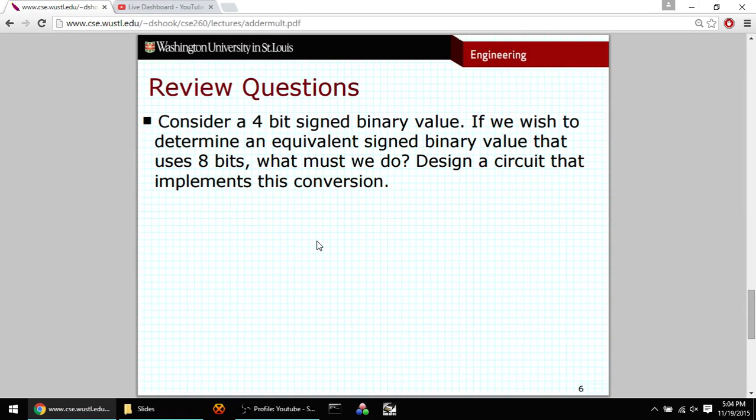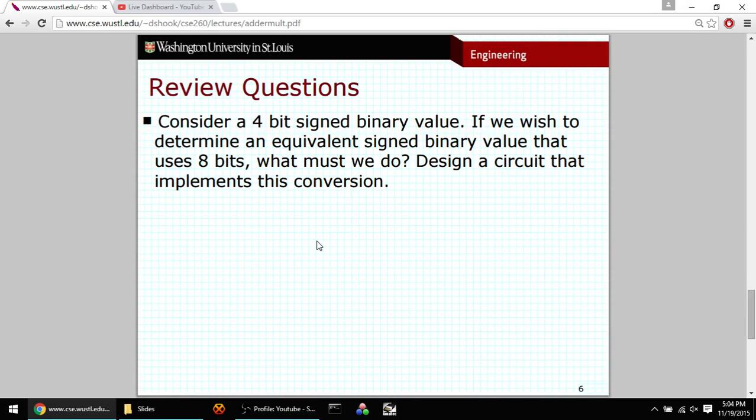All right, let's talk about this one. Let's start with the easy one. Here's positive 4 using 4 bits. How do I make positive 4 using 8 bits? I just start tacking zeros on the front. Boom, done. Easy.